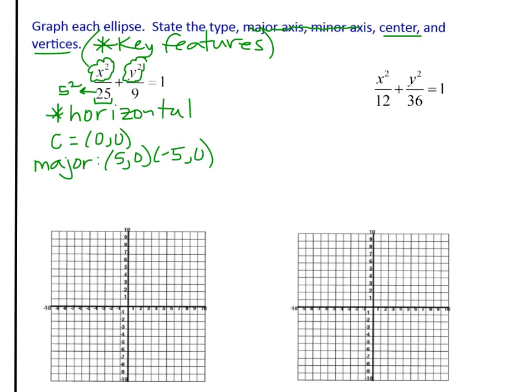And then we do our minor vertices, and those come from the other number. The number underneath the y is 9, and that's the same as 3 squared. From the center, we would go up 3 and down 3. That would be 0, positive 3, and 0, -3.